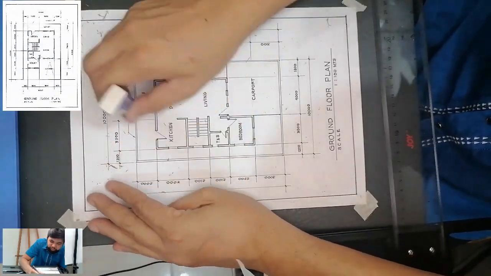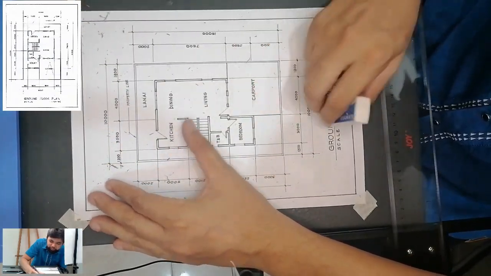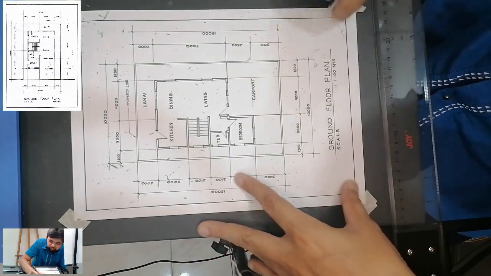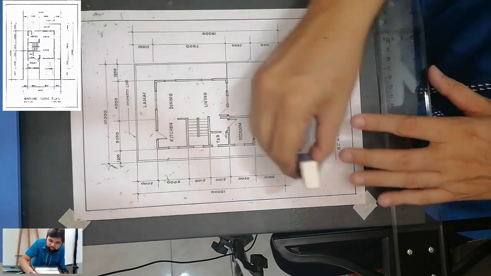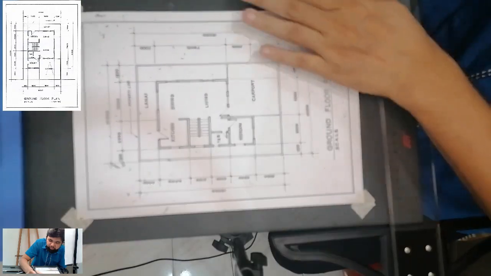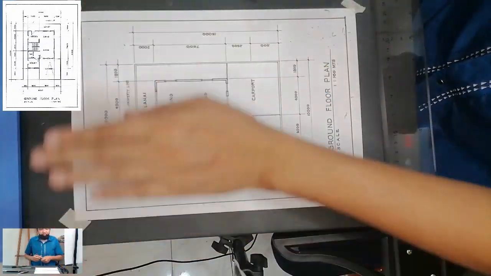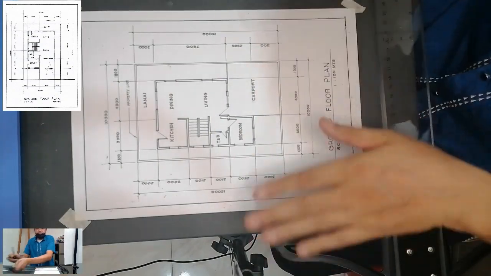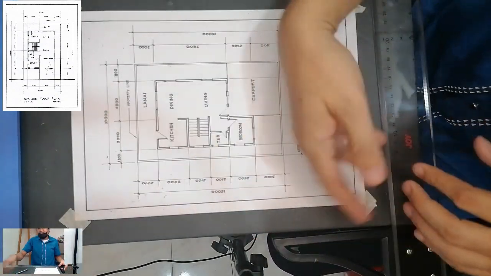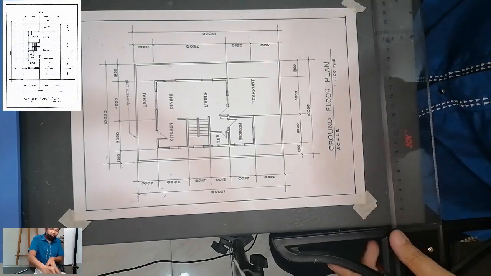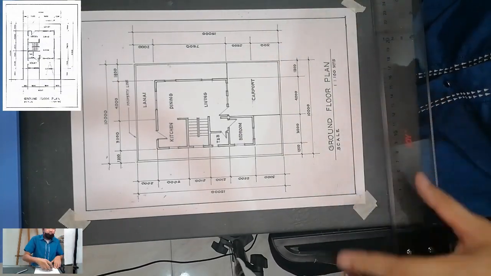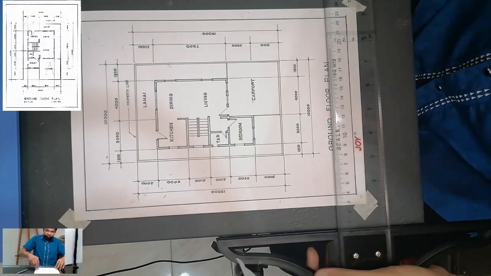Be careful with erasing because there might be a tendency to tear the paper if the direction of the stroke is wrong. If you have a dusting brush, you can make use of it. If your hands are clean, you can use your hands to wipe out some residue. Okay, so check again.